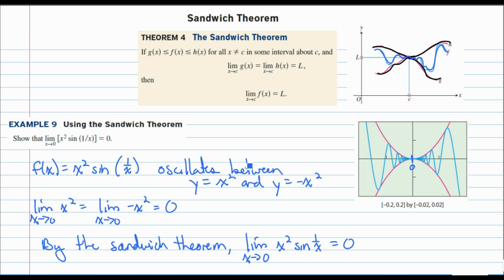Now there isn't a now try problem that goes with this example. You'll see examples in your homework, but we will explore the sandwich theorem again in section 2.3 a little bit more.